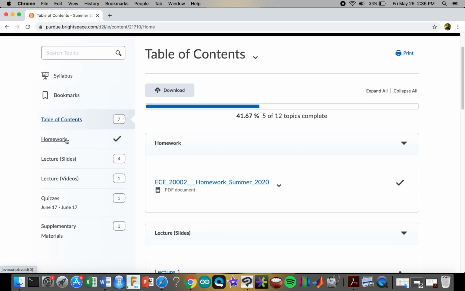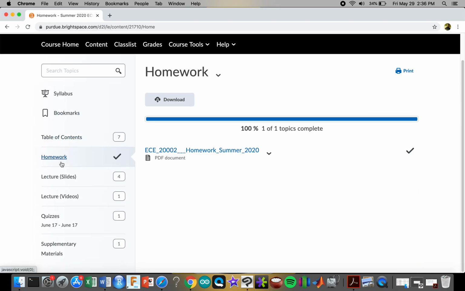of contents, or you can go, I don't really like the table of contents personally. You can go to the homework, lecture slides, lecture videos, quizzes, supplementary materials. Okay, this is your meat and potatoes for everything in the course right here.